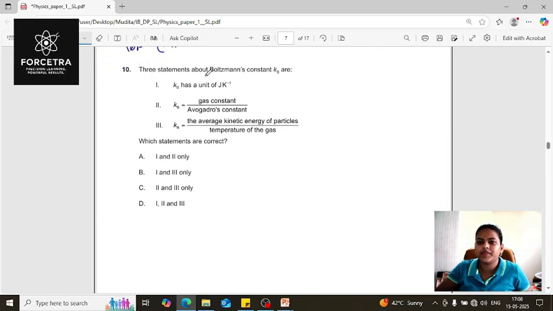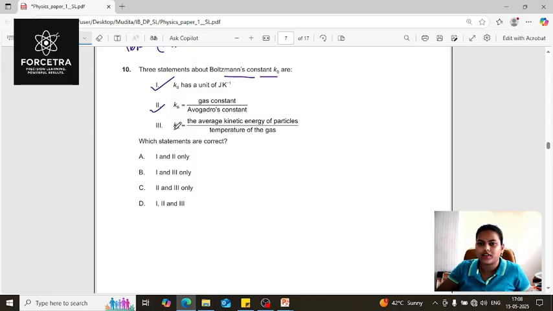Next question, three statements about Boltzmann constant Kb are: Kb has the unit of joule per Kelvin. Kb is equal to ratio of gas constant upon Avogadro number. Kb is the ratio of average kinetic energy of the particle upon temperature of the gas. So we know this second one is correct, that Kb is defined as the ratio of gas constant upon Avogadro's number, and that's why it has the unit of joule per Kelvin.